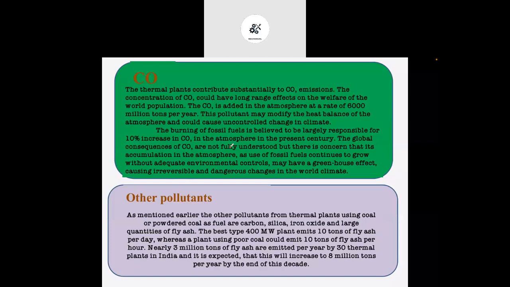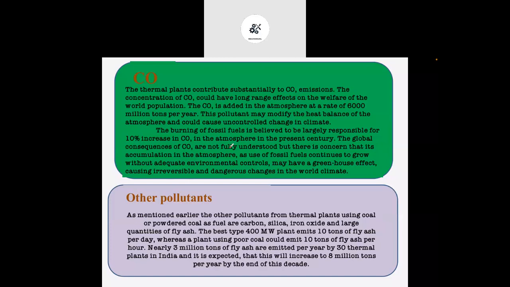levels. Okay, so burning of fossil fuel will be responsible for increasing the carbon monoxide in the atmosphere by 10%, and that will affect the global warming process, because these particular CO or CO2, carbon monoxide or carbon dioxide, have a very high global warming potential. Okay, so when it is added into the atmosphere, it will absorb the heat and keep it. It will keep the heat, and that is causing the global warming.